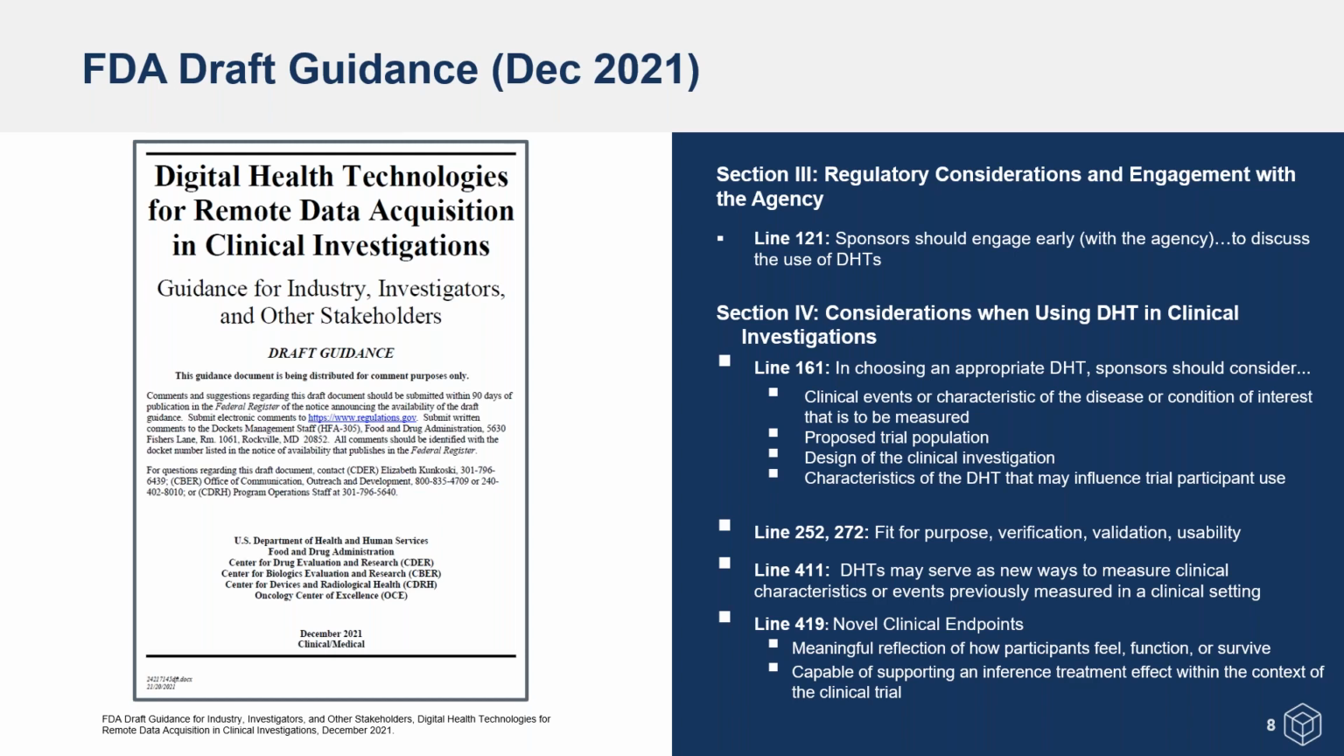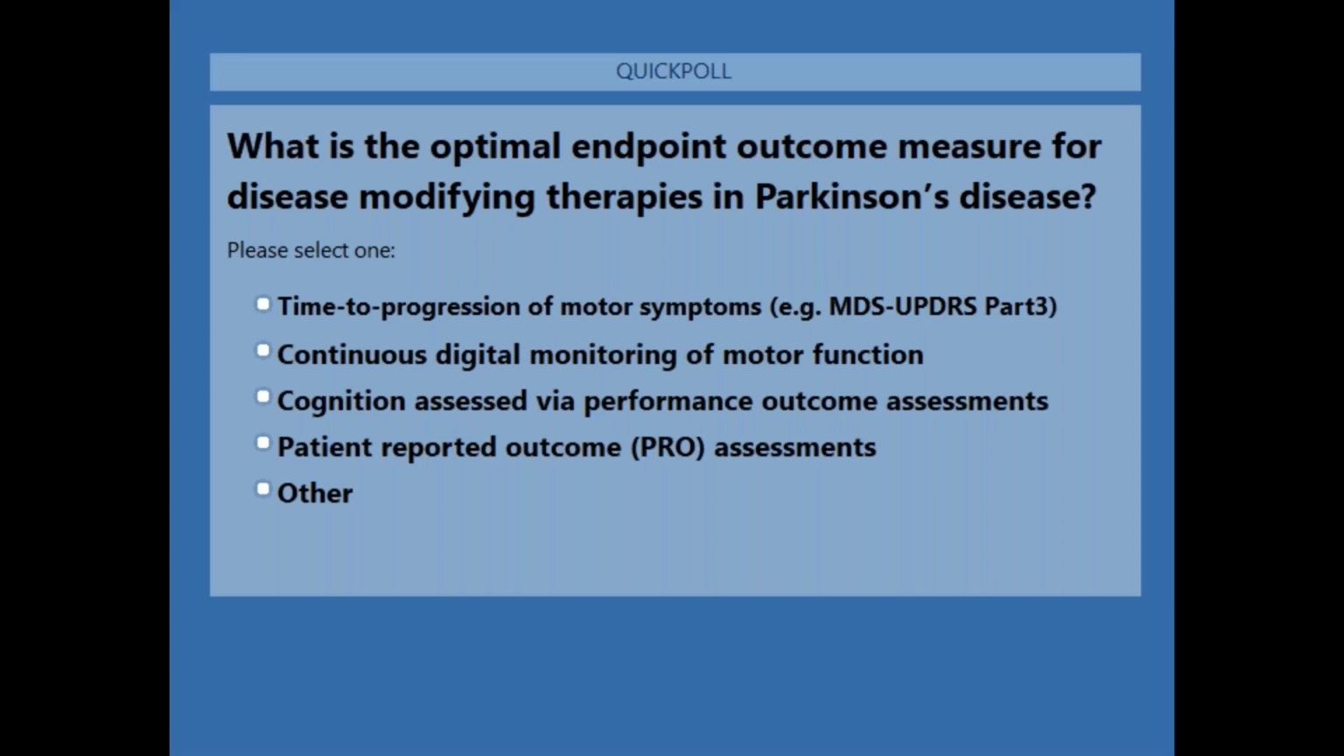Yes, thank you very much. So appearing on everyone's screen right now should be a polling question. You can select any of the answers you see in front of you to participate and then click submit. The question that we're asking is, what is the optimal endpoint outcome measure for disease-modifying therapies in Parkinson's disease? Your answer options are time to progression of motor symptoms, for example, MDS-UPDRS Part 3, continuous digital monitoring of motor function, cognition assessed via performance outcome, PerfO, assessments, patient-reported outcome, PRO, assessments, or other. We'll give everyone some time to consider an answer as it best applies to yourself to the question again of, what is the optimal endpoint outcome measure for disease-modifying therapies in Parkinson's disease?